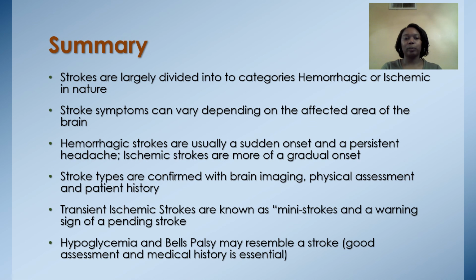In summary, CVAs are largely divided into two categories: hemorrhagic and ischemic. Strokes can vary depending upon the area in which the brain is deprived of oxygen and nutrients. Hemorrhagic strokes are usually a sudden onset and a persistent headache. Ischemic strokes are more of a gradual onset. Strokes are confirmed with brain imaging, physical assessment, and patient history.